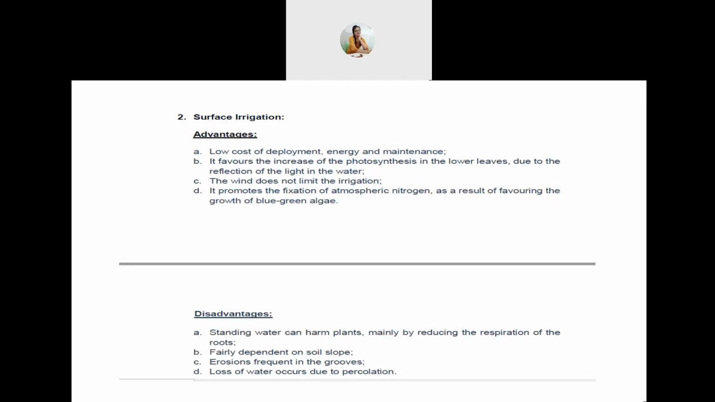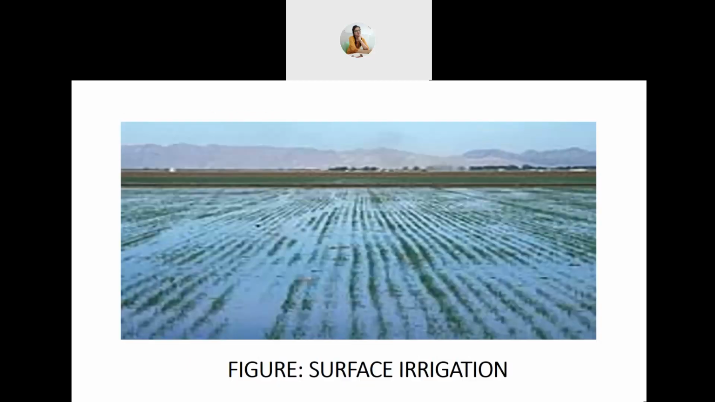The disadvantages are: standing water can harm plants mainly by reducing the respiration of the roots, it is fairly dependent on soil slope, erosions are frequent in the grooves, and lastly, loss of water occurs due to percolation. This is a figure of surface irrigation.